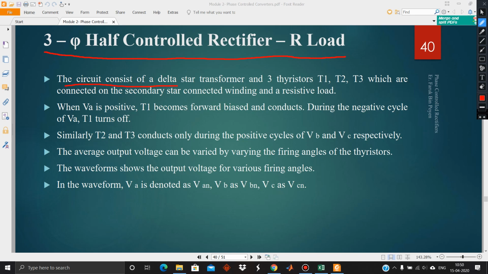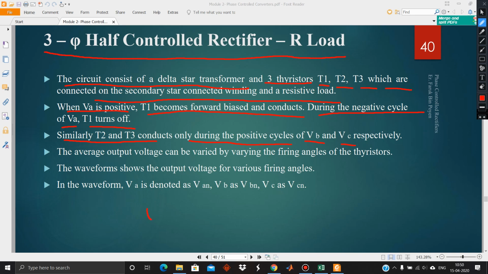The circuit consists of a delta star transformer and three thyristors T1, T2, T3 which are connected on the secondary star connected winding under resistive load. When VA is positive, T1 becomes forward biased and conducts. During the negative cycle of VA, T1 turns off. So obviously when it is forward biased it conducts, and when the negative half cycle appears it is turned off. Similarly T2, T3 they conduct during the positive cycles of VB and VC.